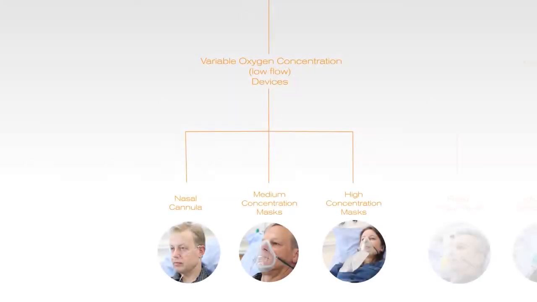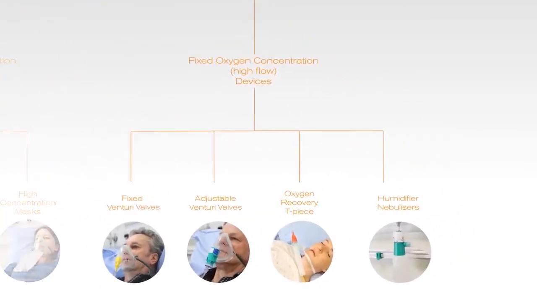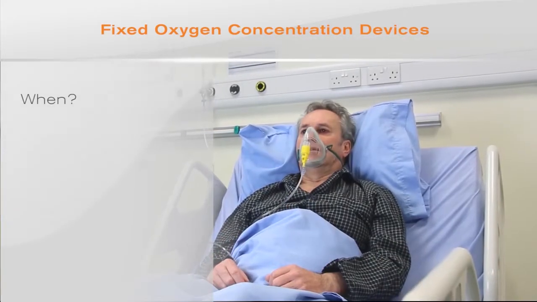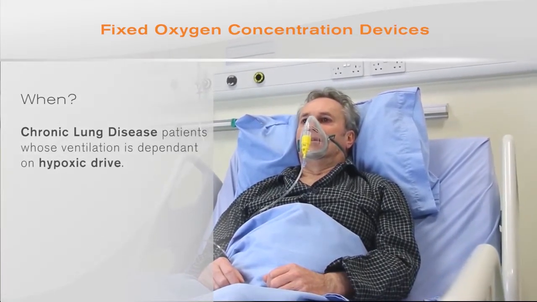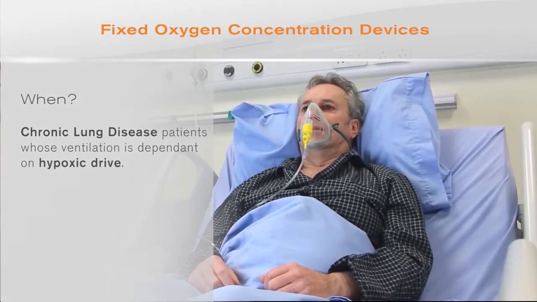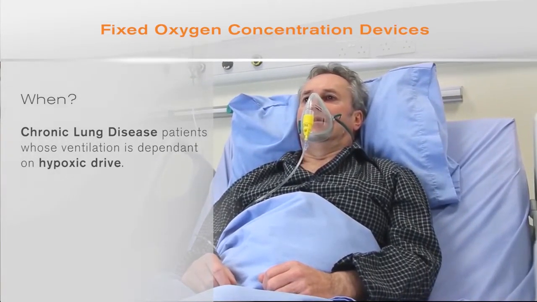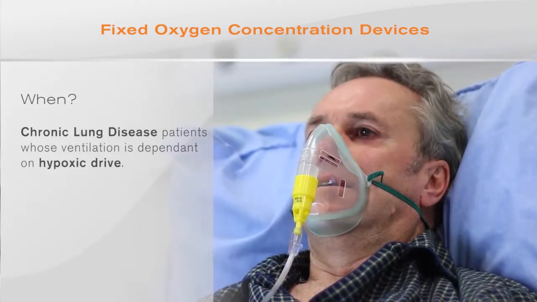Now let's look at the fixed oxygen concentration devices, also known as high-flow devices. These provide sufficient flow of gas to meet all the patient's minute ventilation requirements. Firstly, why would you use a fixed oxygen concentration device? These devices might be more appropriate for patients with chronic lung disease and CO2 retention, whose ventilation is dependent on hypoxic drive.